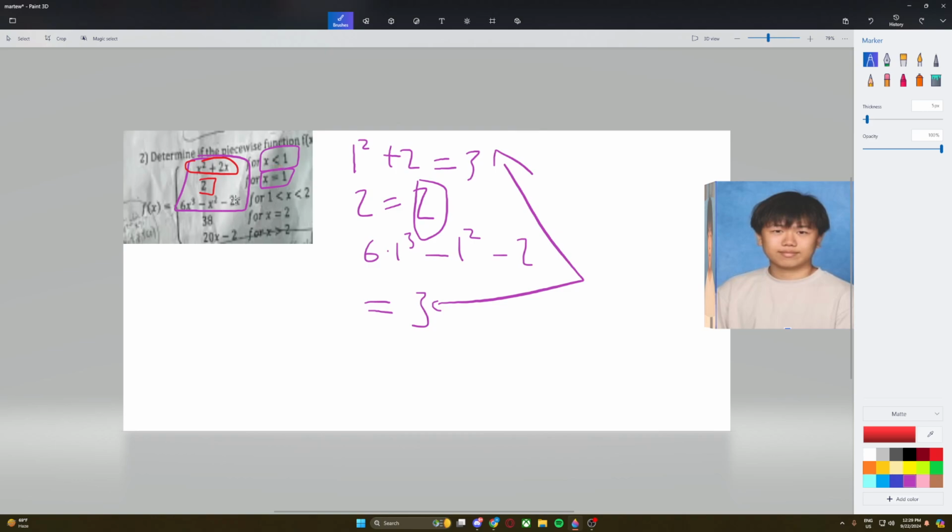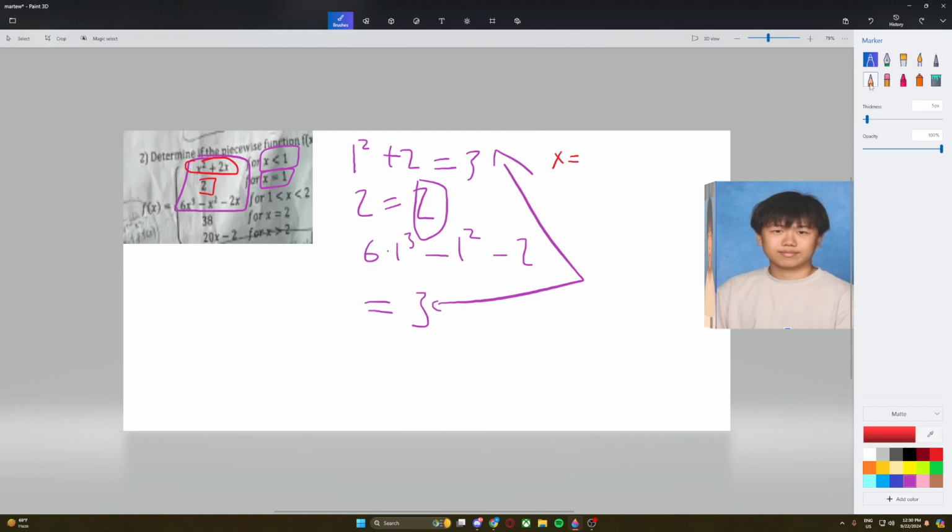And matter of fact, if this 2 was a 3, this entire function at 1 would be continuous, but since it's a 2, it is not continuous because these two other equations are not equal to 2, or this is not equal to these two, which have no bar under it. So therefore at x equals 1, not continuous.